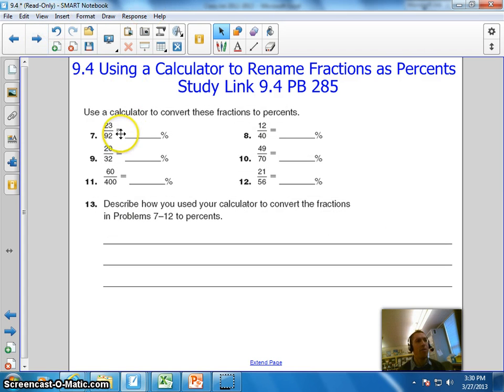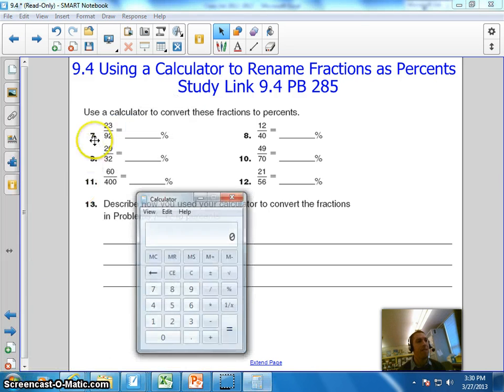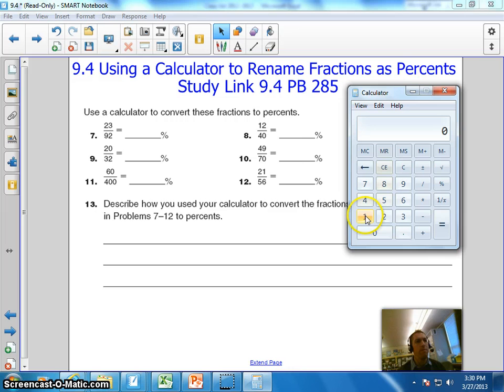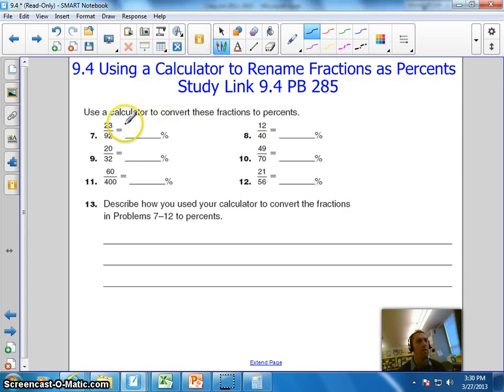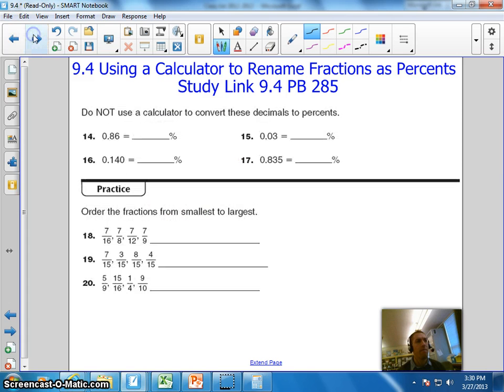Here's some more. I'd like you to use a calculator on these, reminding you that you would just do the numerator. So for this one, I would do 23 divided by 92, and that would give me, oh, it's 25% here. Okay, see I have 0.25, which translates to 25%. Try these. Okay, I will go over these with you tomorrow. We're going to have these in your math book.